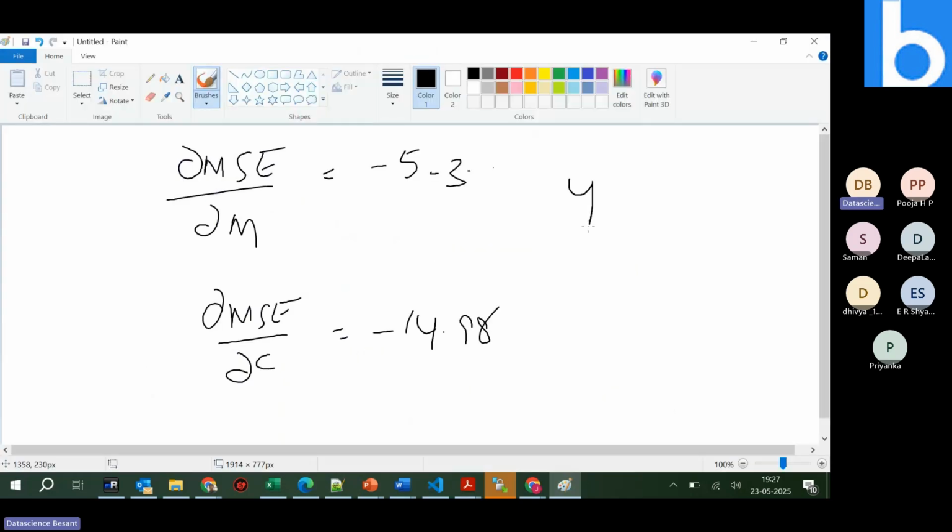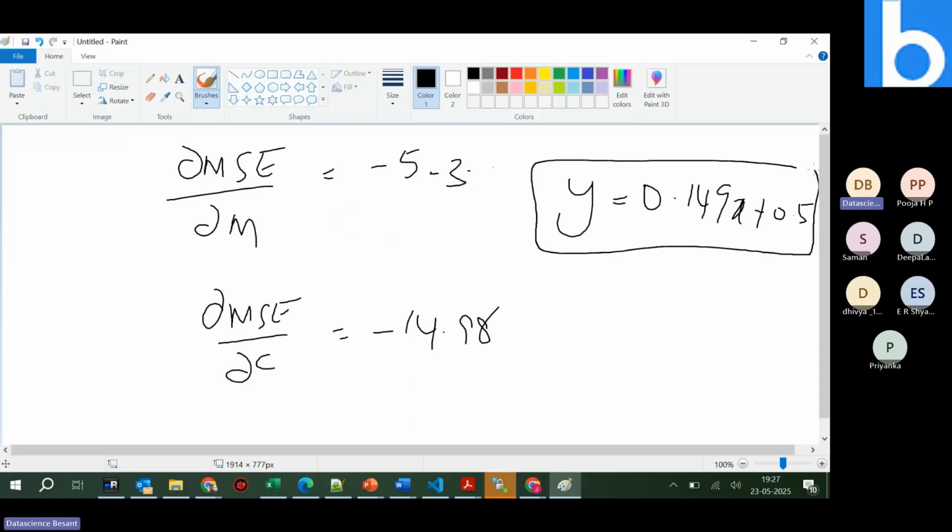So your equation will be something like 0.149x plus 0.056. So you will again feed the x values one by one: 1.2 first, then 2.3 and 3.4. You will get new values, check the predictions, then check the error, then update the gradient. You keep on iterating this step, and each time you get one slope and intercept value. You'll keep on doing this.